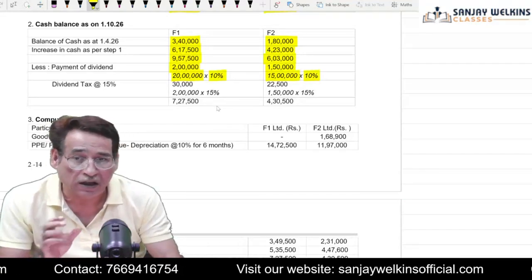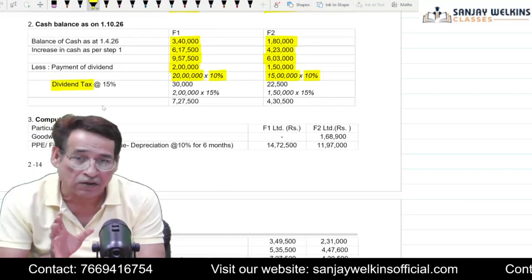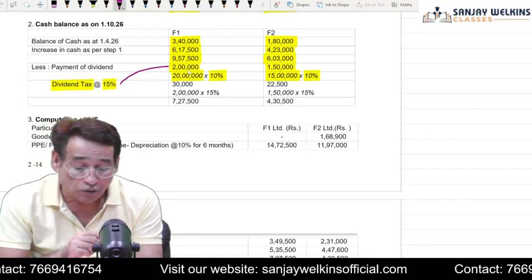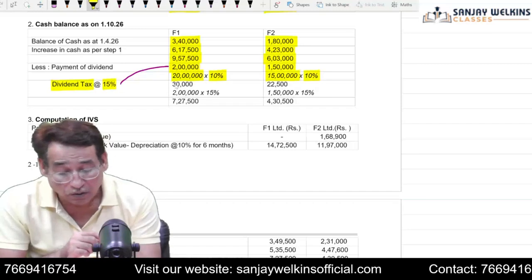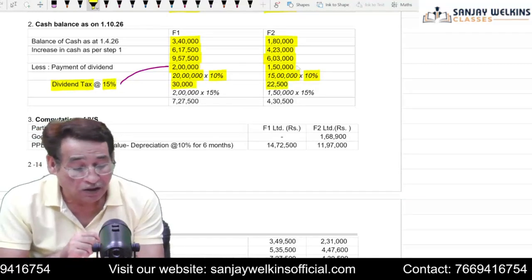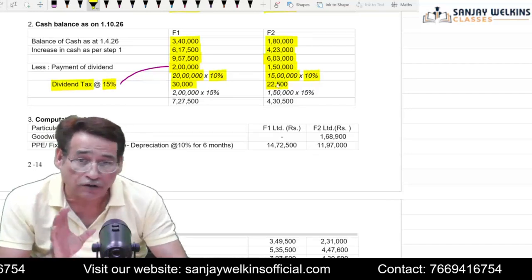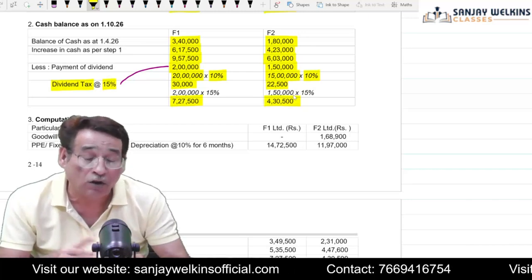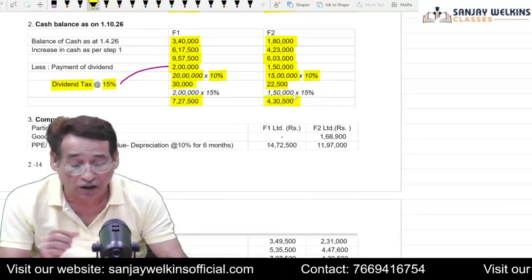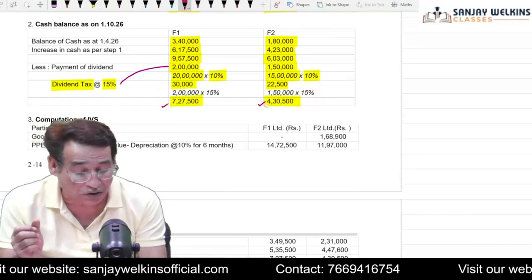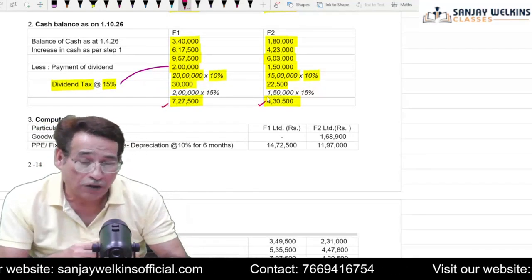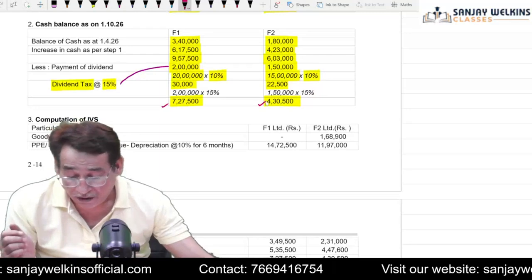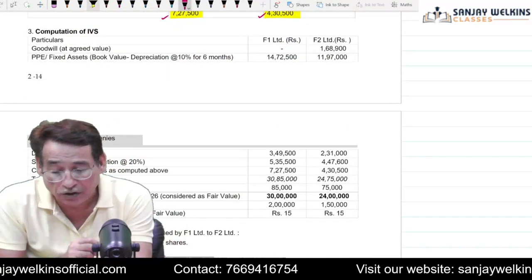Further, the question has stated that the company has paid dividend along with dividend tax. And dividend tax will be computed on the basis of payment of dividend. So 15% of 2,00,000 is 30,000. So that means 30,000 dividend tax is also paid. Similarly, 15% of 1,50,000 will be 22,500. So now you come to the conclusion that on the date of takeover or acquisition, the position of the cash is actually this much. That means in order to determine what we call the intrinsic value of share, now I will consider cash at this value, correct? Now we can find out the intrinsic value of the share.